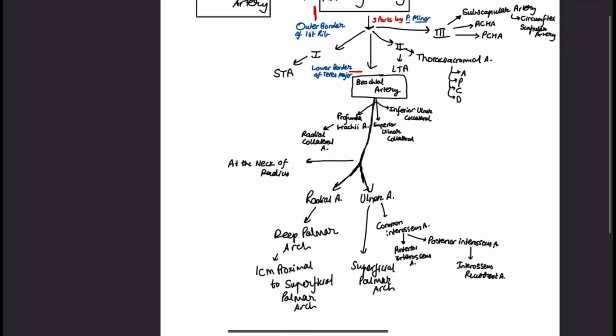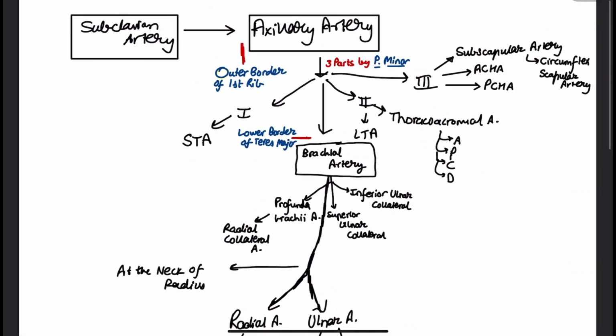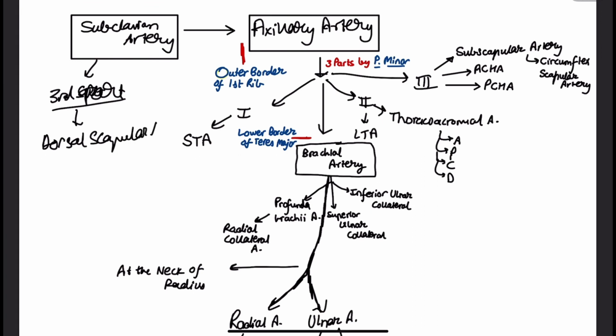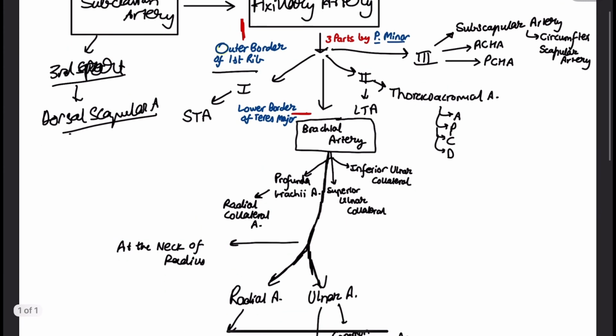Now I have a flow chart prepared for you. See, first of all we had the subclavian artery. The third part of the subclavian artery gives origin to the dorsal scapular artery. The subclavian artery, from the outer border of the first rib to the lower border of teres major, is known as the axillary artery. The axillary artery is divided into three parts by the pectoralis minor muscle. The first part gives one branch, the superior thoracic artery.